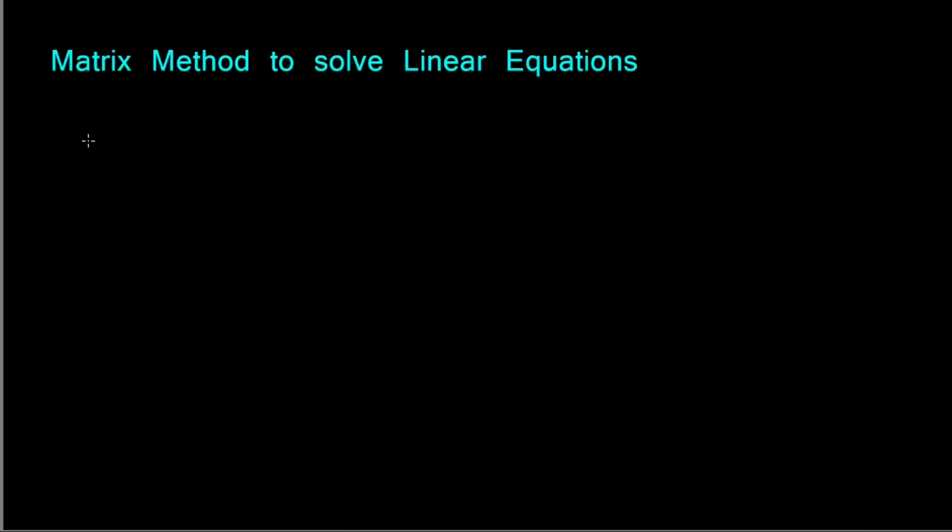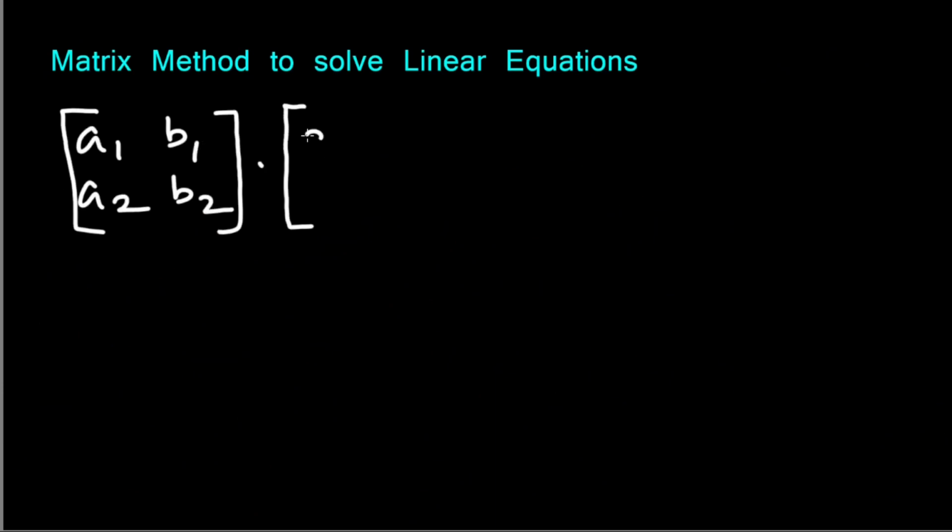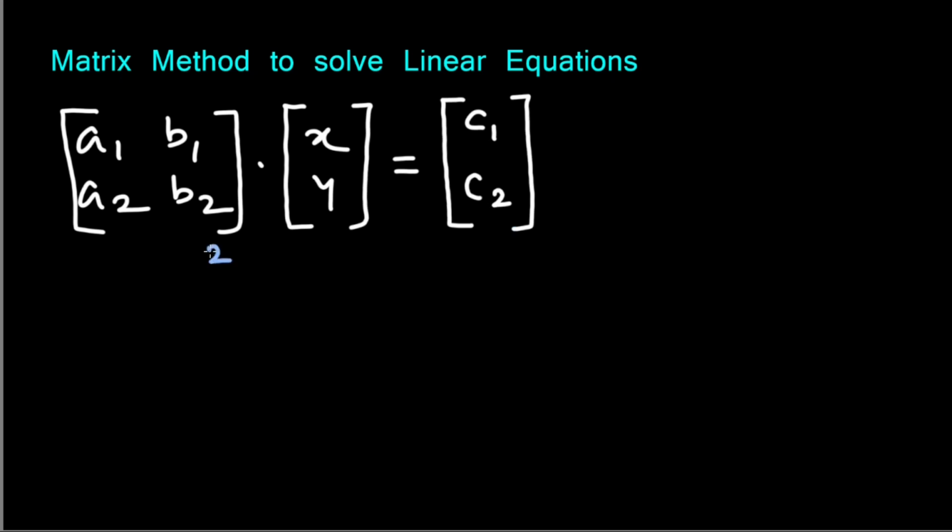Consider a 2 by 2 square matrix [a1, b1; a2, b2] multiplied by a column matrix [x; y] equals a column matrix [c1; c2]. The pre-matrix has order 2 by 2, the post matrix has order 2 by 1, and the right hand matrix has order 2 by 1. Since the number of columns of the pre-matrix equals the number of rows of the post matrix, this matrix multiplication is possible, and the result will be a matrix of order 2 by 1.